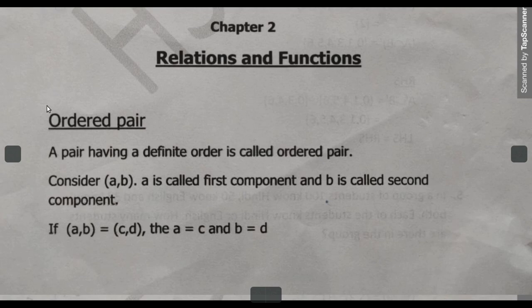Then an ordered pair is defined as a pair having a definite order. That is called an ordered pair. So this is the only condition for an ordered pair.